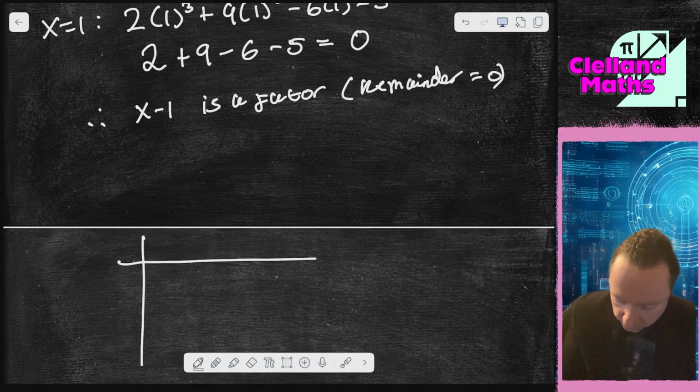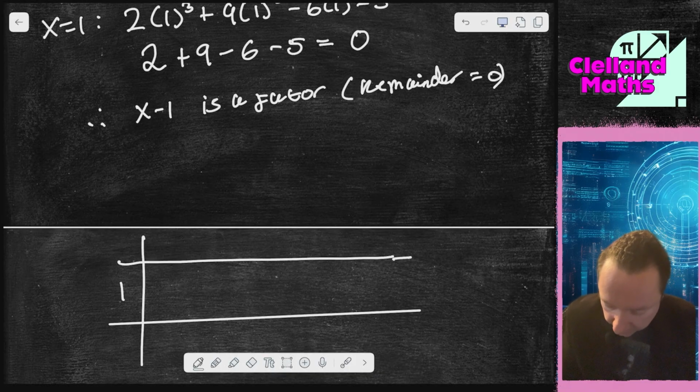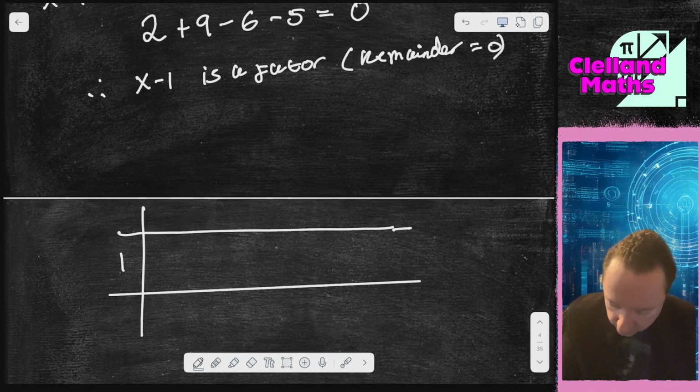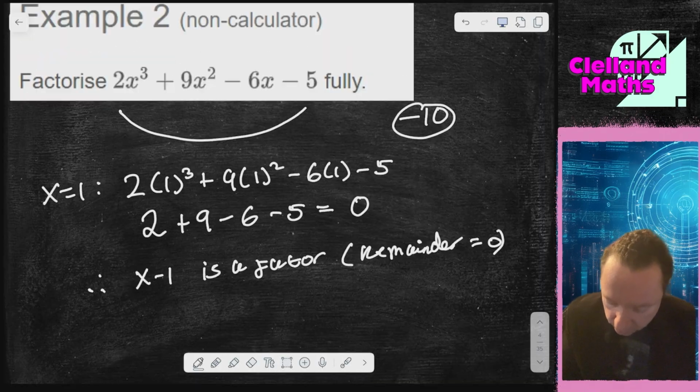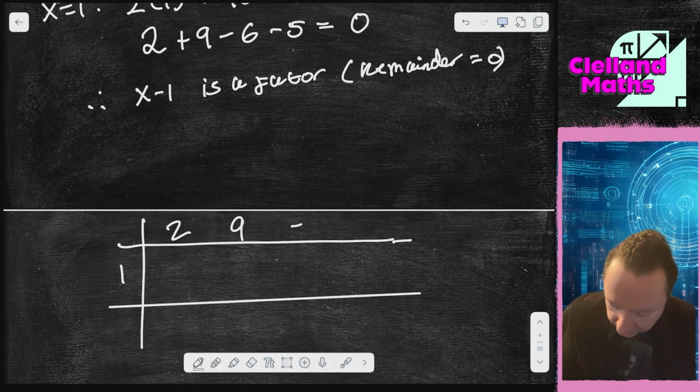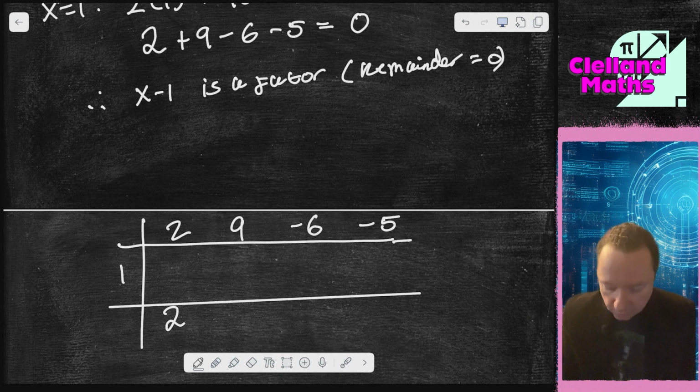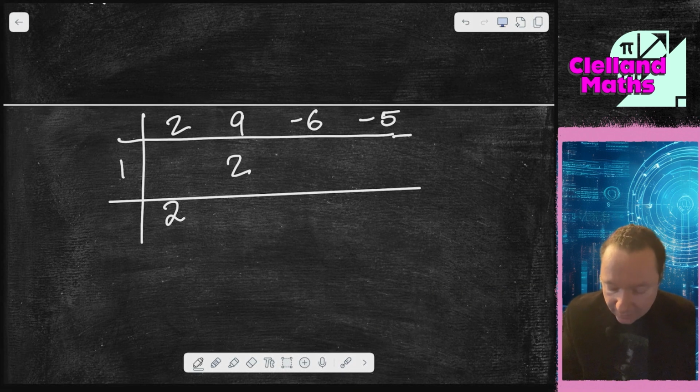We always sub in the root. So it's 1 we're subbing in. Get that one right and you'll be fine. 2x cubed, 9x squared, minus 6x, minus 5. The 2 comes down. 2 times 1 is 2. 2 add 9 is 11. 1 times 11 is 11. 11 minus 6 is 5. 5 ones is 5. 5 minus 5 is 0.